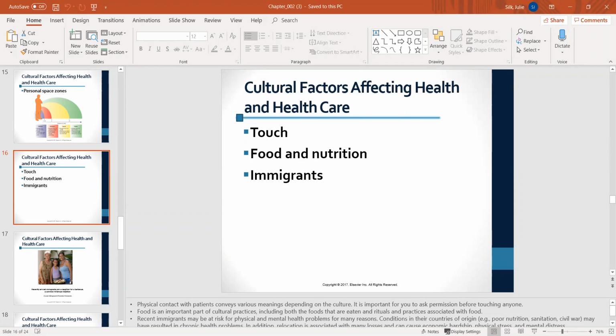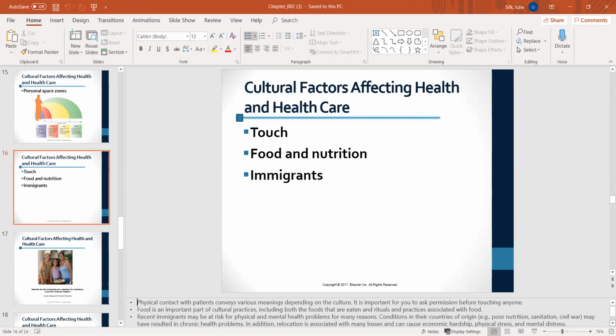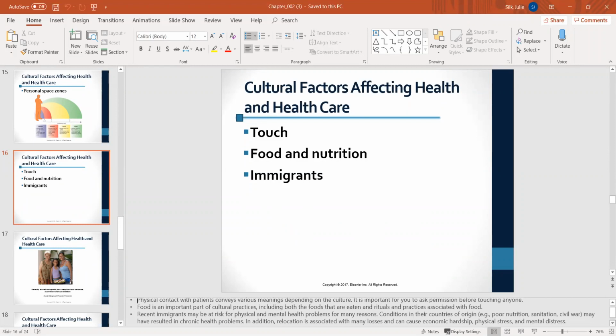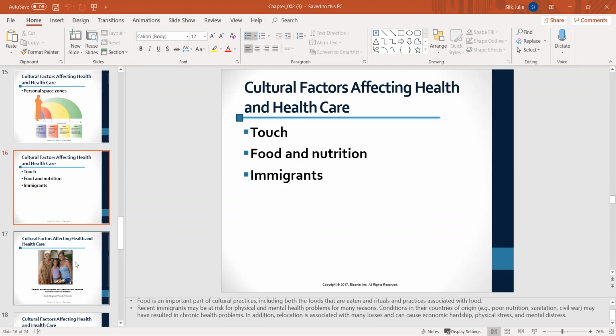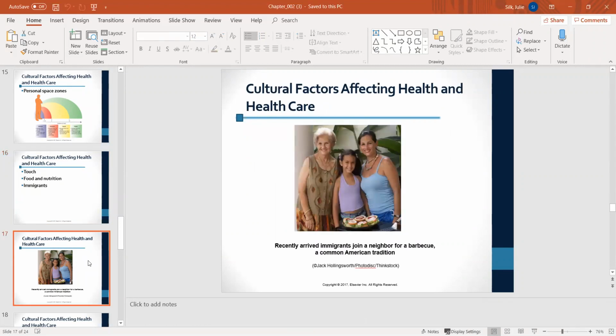Recent immigrants may be at risk for physical and mental health problems for many reasons. Conditions in their countries of origin may have resulted in chronic health problems. In addition, relocation is associated with many losses and can cause economic hardship. Also, physical stress and mental distress. This is just a picture of some people who must have been immigrants that joined a neighborhood barbecue.